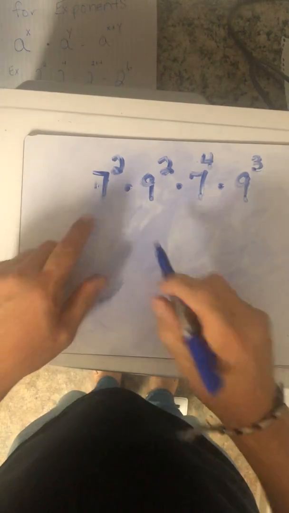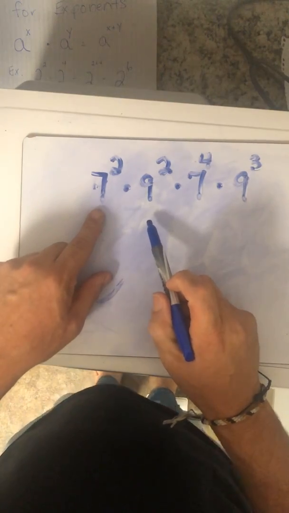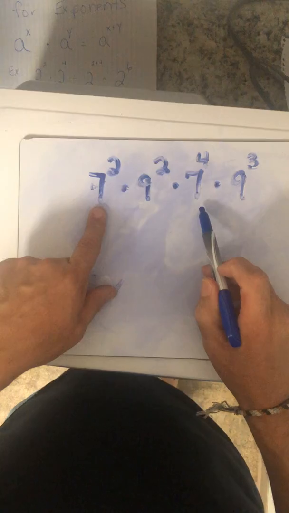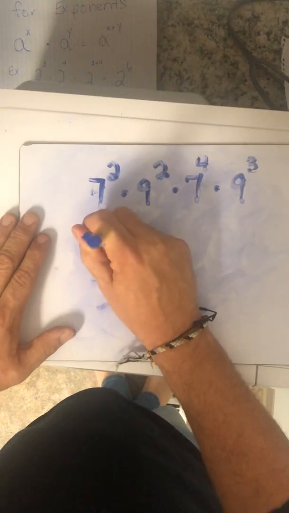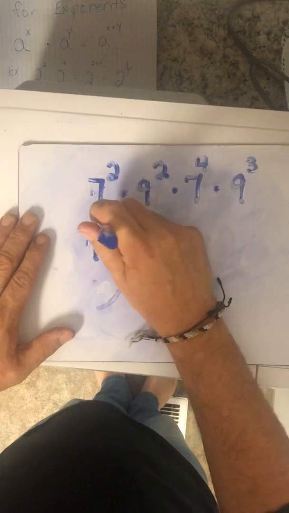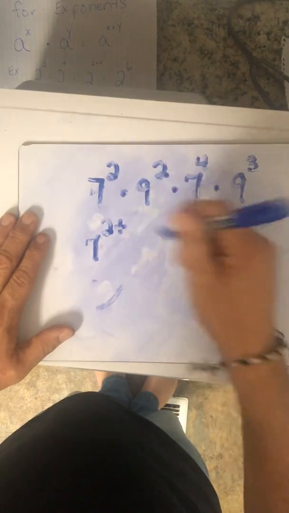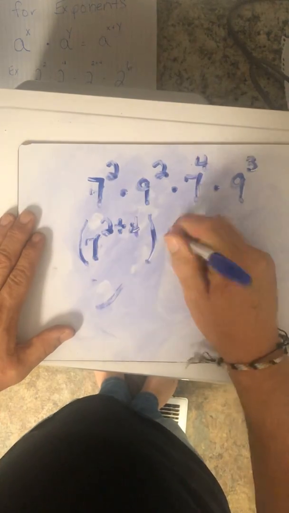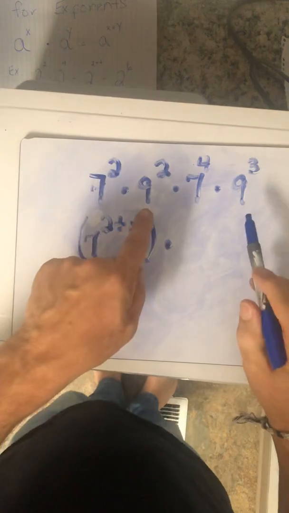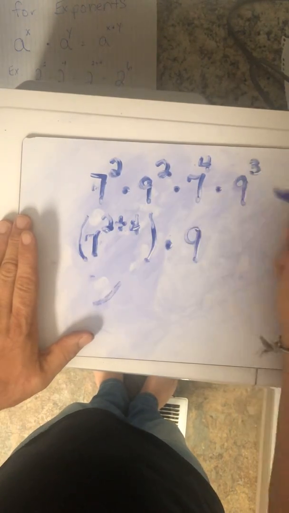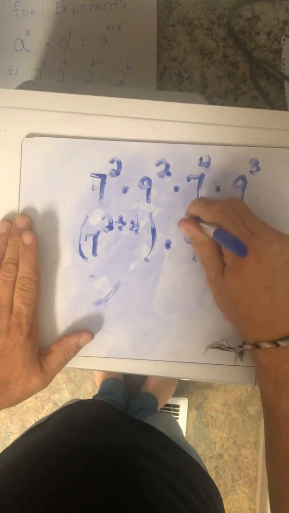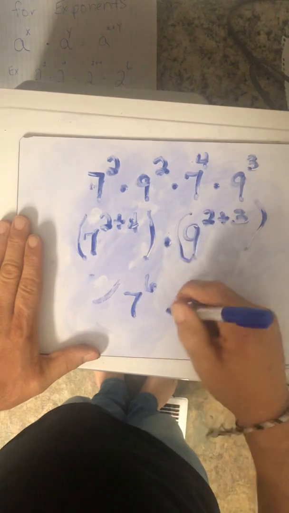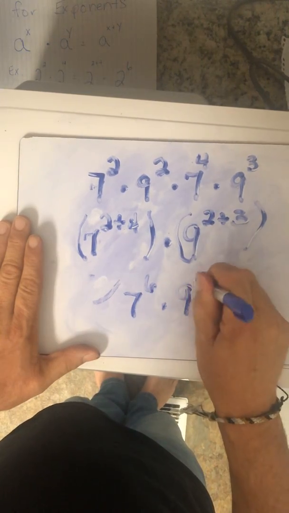Now, can we put the 7 and the 9 together? No, the bases aren't the same. But could we do this with the other 7? So keep the base, so I have 7 squared and 7 to the 4th, which becomes 7 to the 2 plus 4. So I have that one over here. Times, then I can do the same thing with my bases that are the same, 9 to the 2 plus 3. Simplified, that becomes 7 to the 6th times 9 to the 5th.